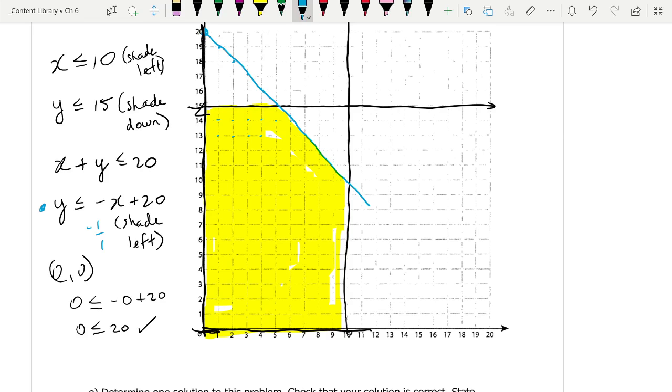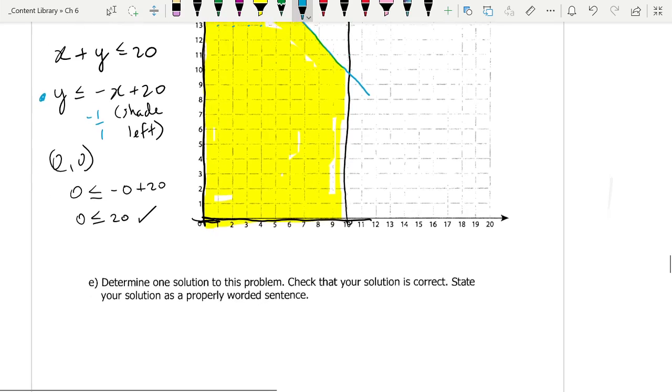Now, it actually does say to determine one solution to this problem. How many solutions are there? There is 15 by 10 minus whatever all those dots are. So there's 150 minus 1, 2, 3, 4, 5, 6, 7, 8, 9, 10, 11, 12. So 150 minus 12 or so. So there's a lot of solutions. Give me one.